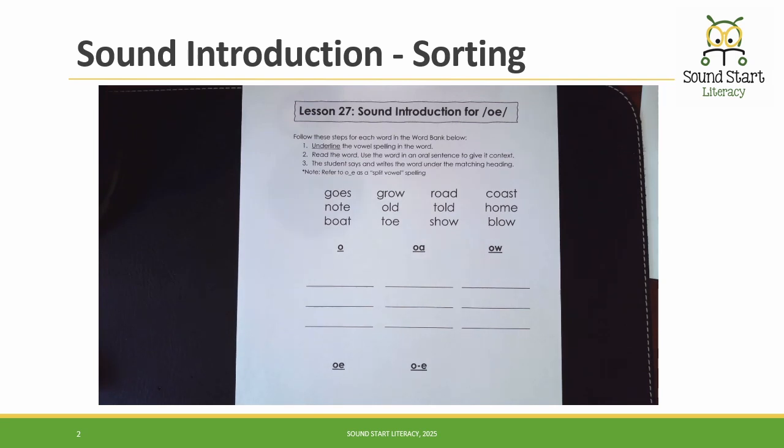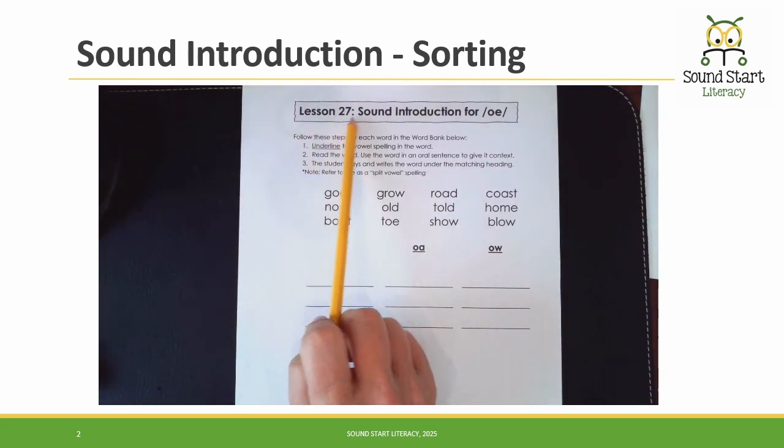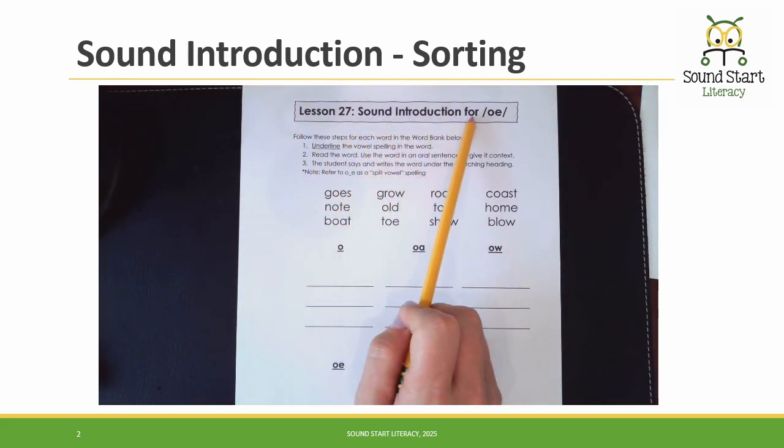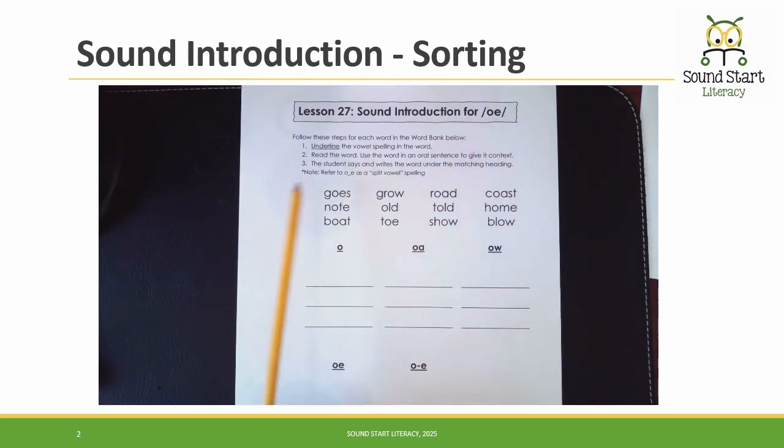This is the introductory lesson. When we get to the variant vowels or consonants, this is the word sorting procedure that you'll use to introduce the concept that in English, many times one sound can be spelled in multiple ways. So you'll see the lesson up the top, sound introduction for O. So this is the O sound.